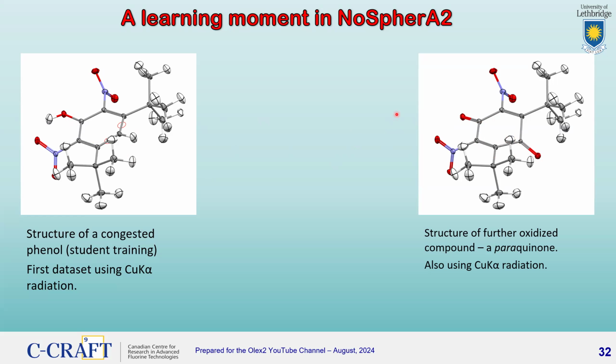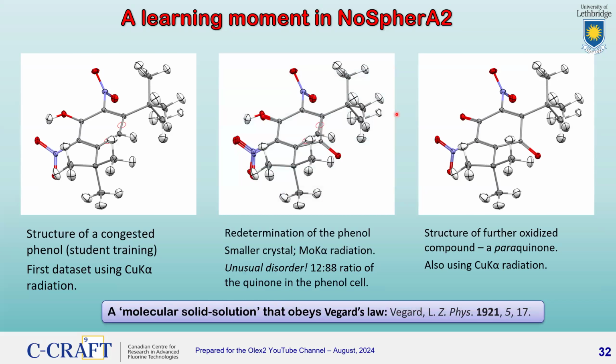But then we made the mistake of doing one experiment too many, because I said to the student, look, you've got such a nice result. Why don't you remeasure the phenol with molybdenum? And she picked a different and, in fact, a smaller crystal on purpose. And we measured that with molybdenum data. And normally, molybdenum should get you better defined X-ray diffraction results. But they were much worse.